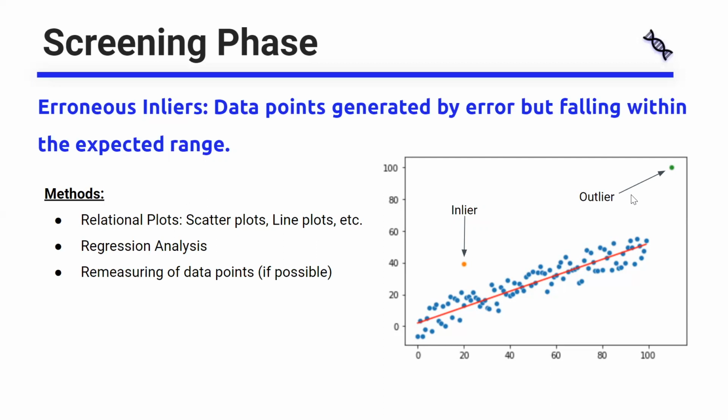These erroneous inliers can be tricky. They're hard to detect, and there are a few methods, but there's not a clear-cut way to view them. You can do relational plots like scatter plots and line plots. You can also do some regression analysis, or you can remeasure data points if that is possible, double checking that your inputs are correct. And I'll pass it off to Shania for the next phase.